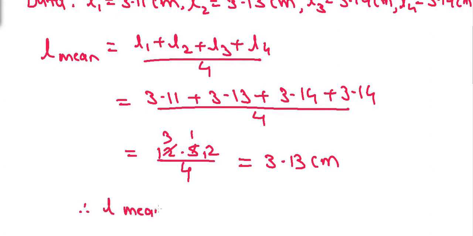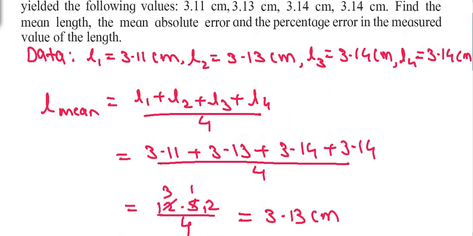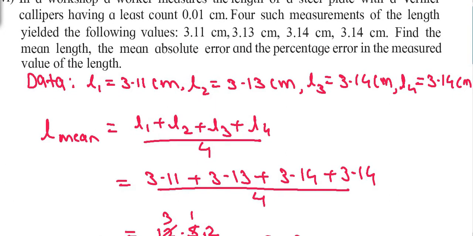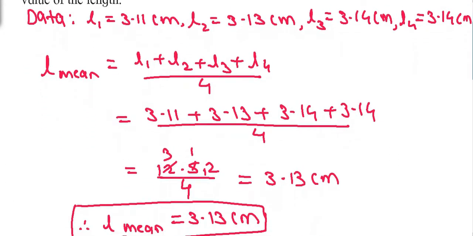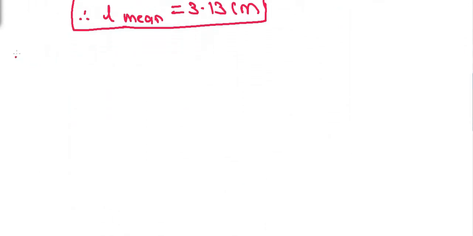So L mean is equal to 3.13 centimeter. So this is the most expected value or most correct value of the measured length. Now next we need to find mean absolute error and percentage error. Now let us find out individual absolute errors first.